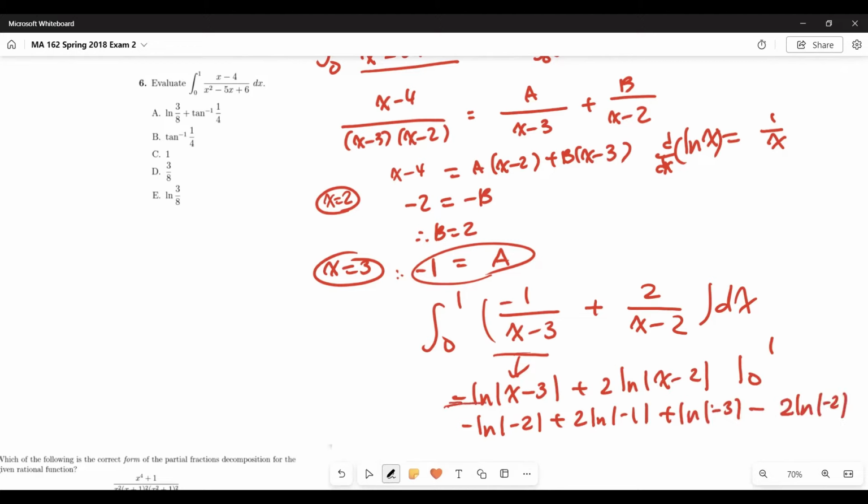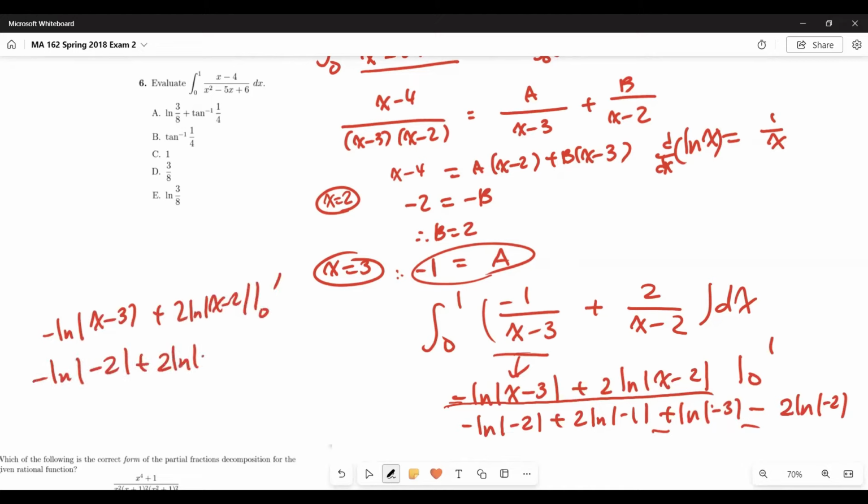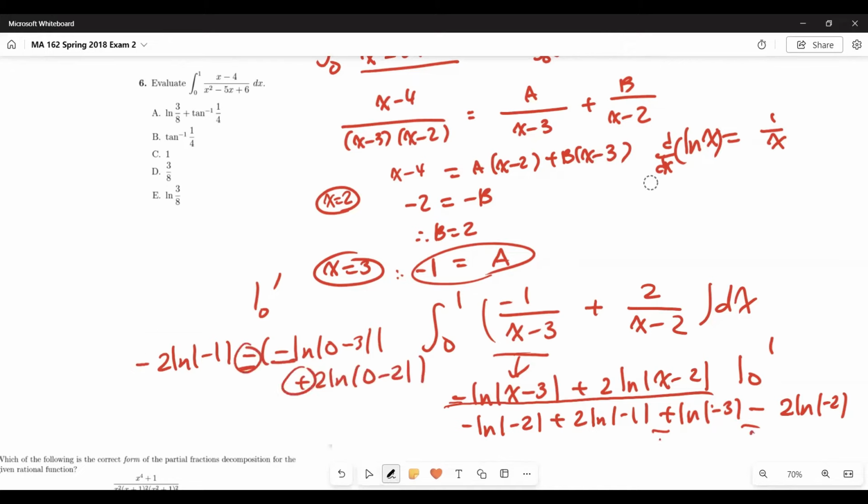You might wonder why this becomes plus and negative. If you do this, negative ln x minus 3 plus 2 ln x minus 2 integrated from 0 to 1, you get negative ln of negative 2 plus 2 ln of negative 1, minus ln of 0 minus 3 plus 2 ln of 0 minus 2. That's why negative negative becomes positive and negative positive becomes negative. It's just simple algebra.